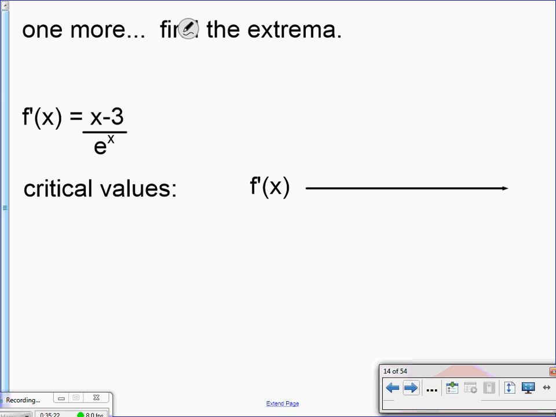Guys, one more here. Here's the derivative. I did all those, right? Okay, the derivative has critical values when the numerator or the denominator is 0. What value makes the numerator 0? What value makes the denominator 0?